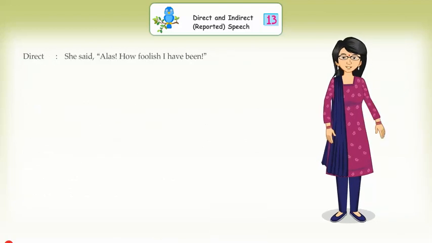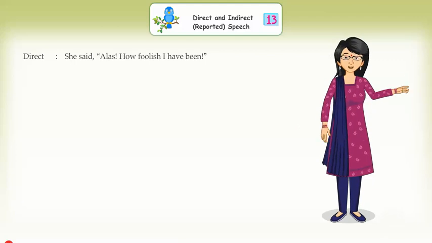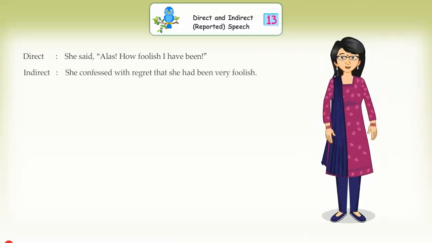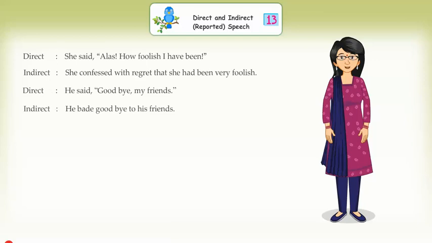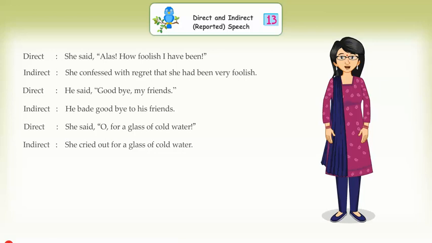Direct. She said, alas, how foolish I have been. Indirect. She confessed with regret she had been very foolish. Direct. He said, goodbye, my friends. Indirect. He bade goodbye to his friends. Direct. She said, oh, for a glass of cold water. Indirect. She cried out for a glass of cold water.